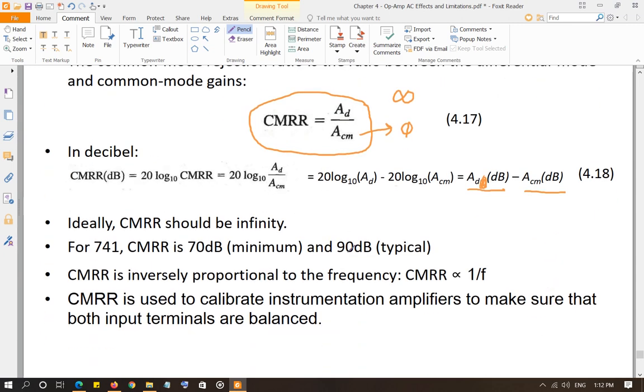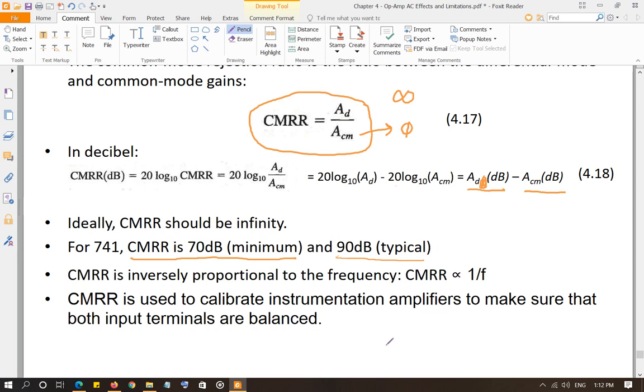For the 741, minimum CMRR is 70 decibel and typical is 90 decibel. So observe, not infinity. CMRR is inversely proportional to the frequency. As frequency is increasing, CMRR is decreasing. If frequency is small, CMRR is large.